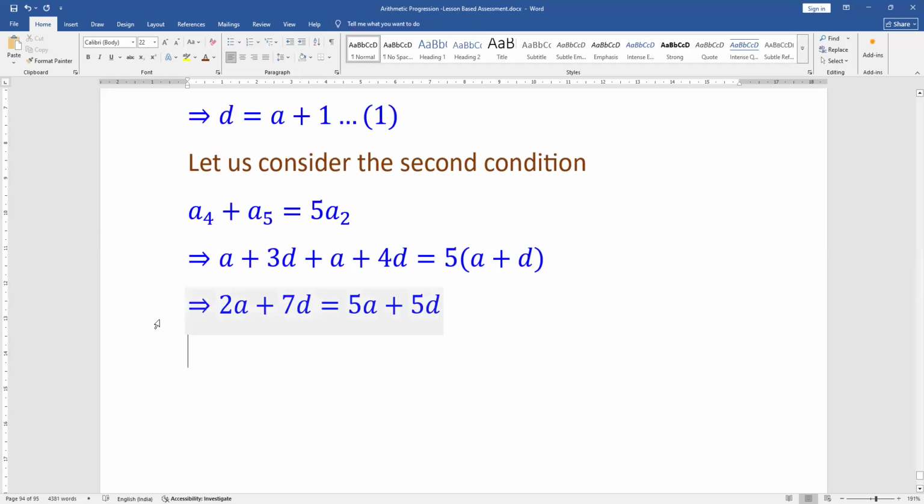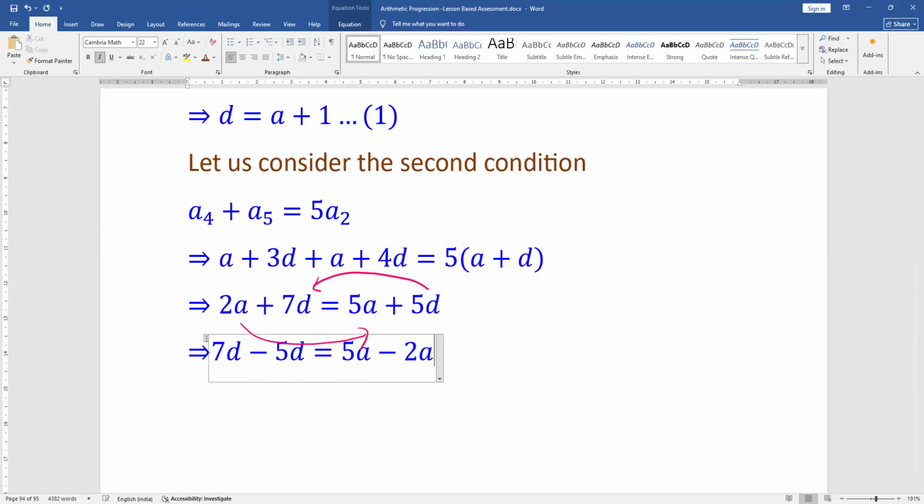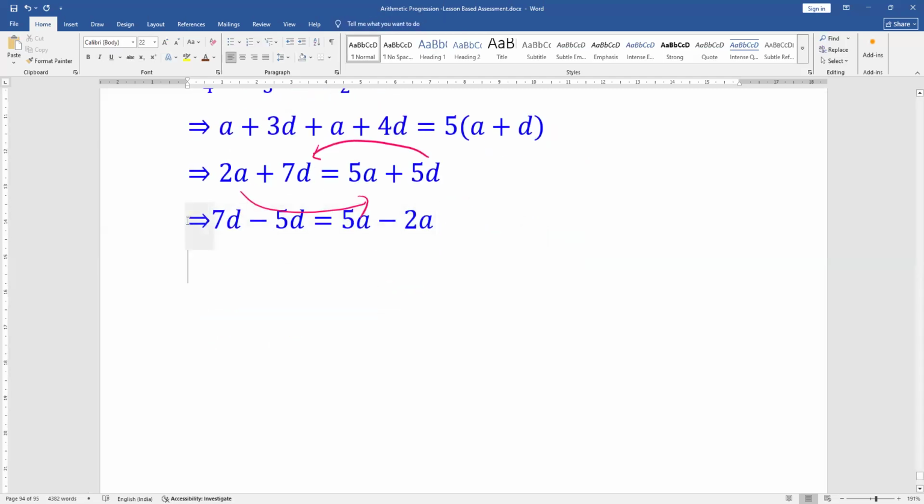Next, what we can do is move all the d terms to one side and all the a terms to the other side. So I move this 5d to this side, and this 2a to the right, because of the 7d. So in my next step, you can write it as 7d minus 5d. On the right hand side, you get 5a minus 2a. Then you get 7d minus 5d, which is 2d, and on the right hand side you get 3a.